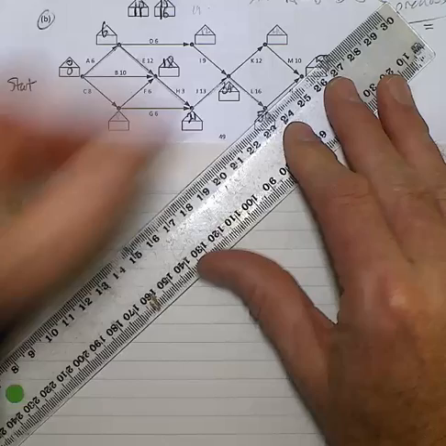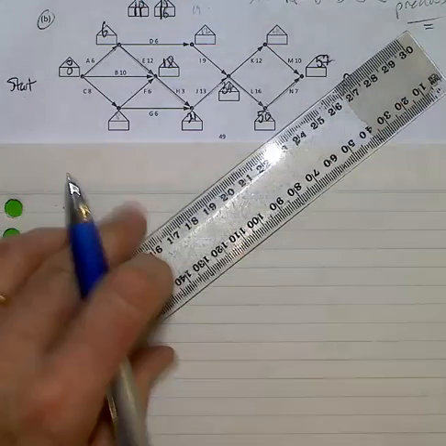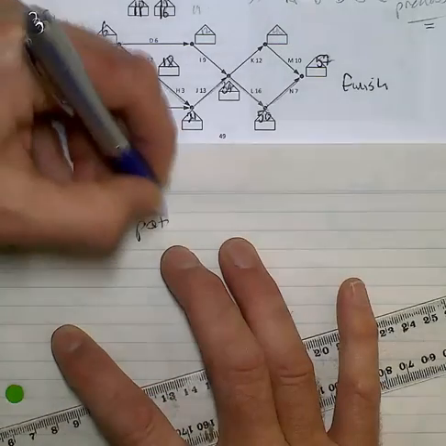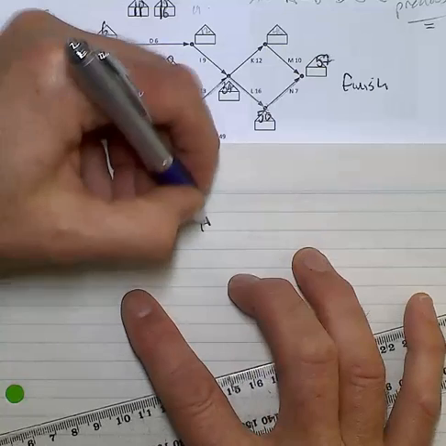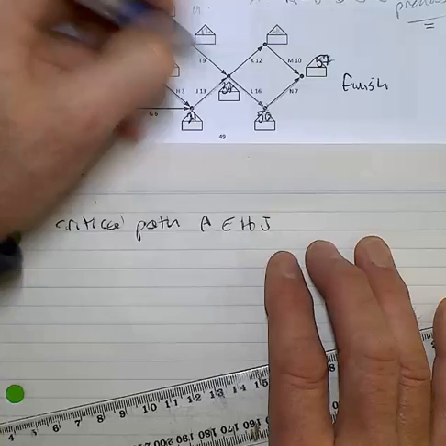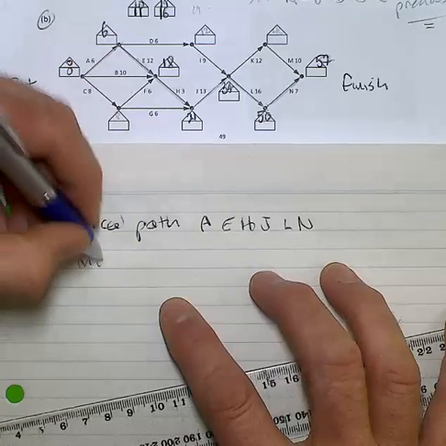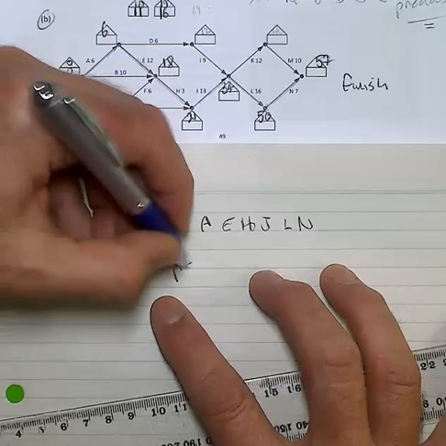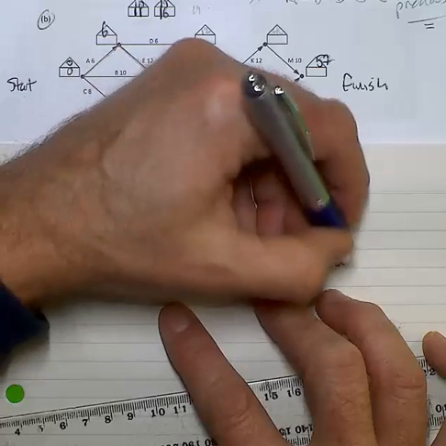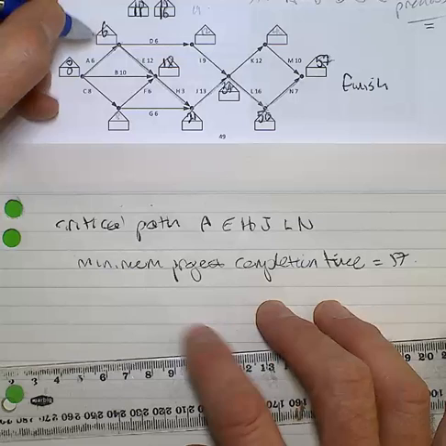along with the time. So I've used the process of forward scanning to find the critical path. That's A, E, H, J, L, and N. And minimum project completion time, that's going to equal 57 days or units or whatever. The next step, I backtrack.